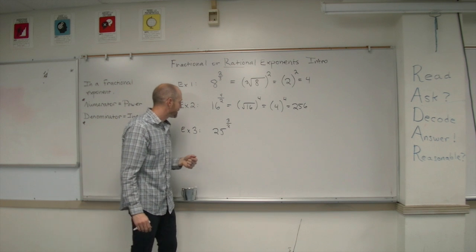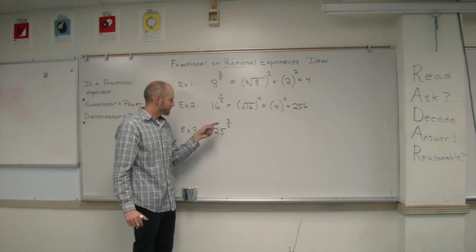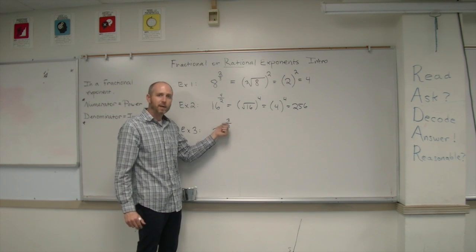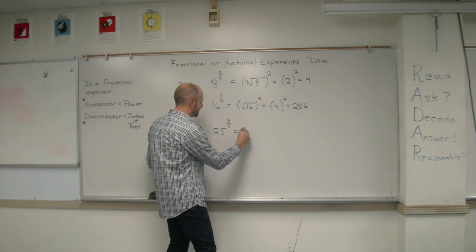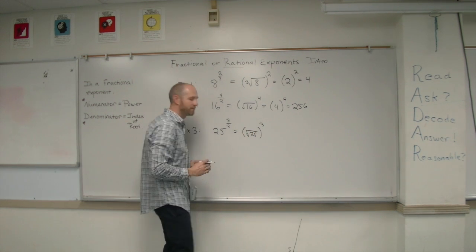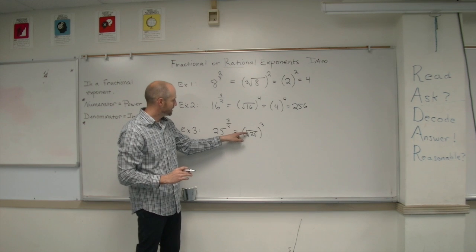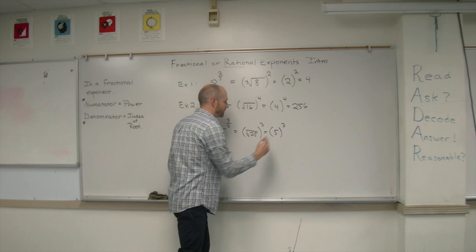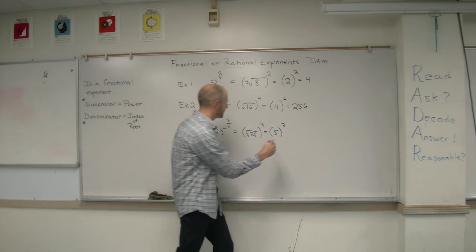Okay, now last one. So we have 25 raised to the power of 3 over 2, which means that the index of the root is 2, and then the power is 3. So this would be the square root of 25 raised to the power of 3, index 2, power 3. This is going to be 5 raised to the power of 3, which is 125.